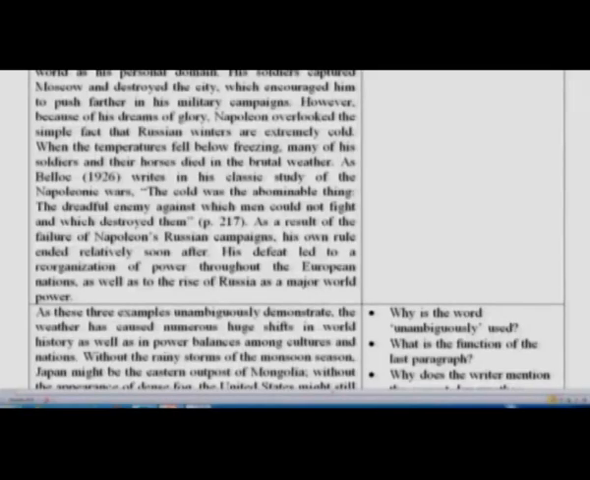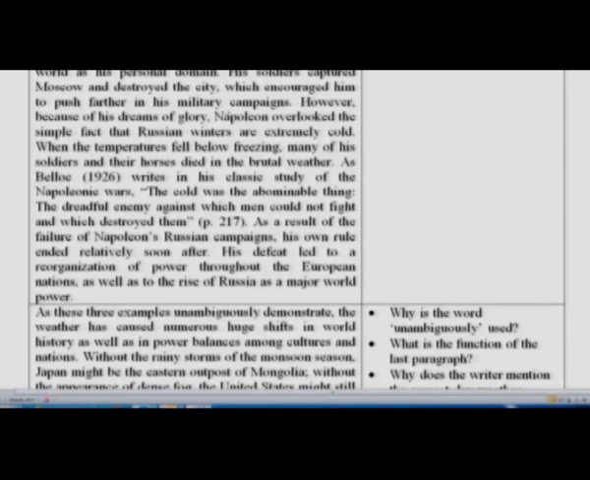Okay. We now come to the next paragraph. When Napoleon Bonaparte invaded Russia in the early 19th century, he met with early successes that appeared to guarantee that he might eventually rule the world as his personal domain. His soldiers captured Moscow and destroyed the city, which encouraged him to push farther in his military campaigns.